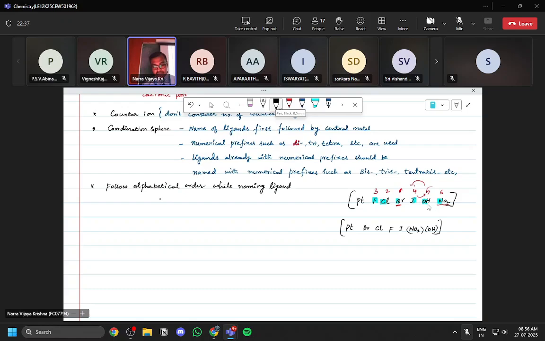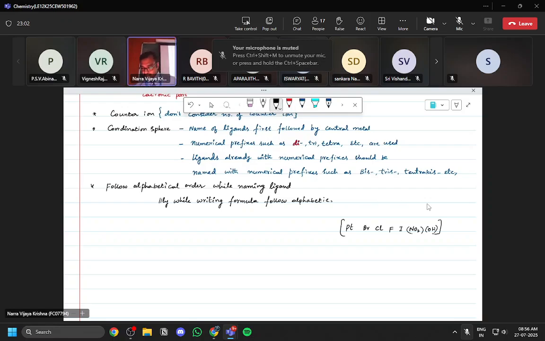So follow alphabetical order while naming the ligand. Similarly, while writing formula, follow alphabetical order for symbol.